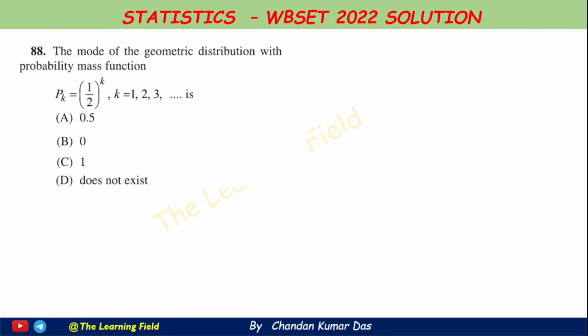Now going to the next question, question number 88 from the X series: the mode of the geometric distribution with probability mass function.